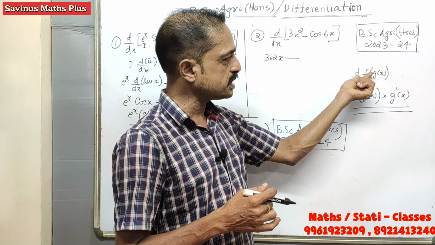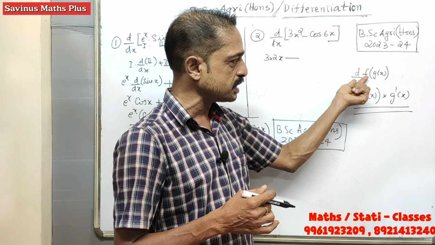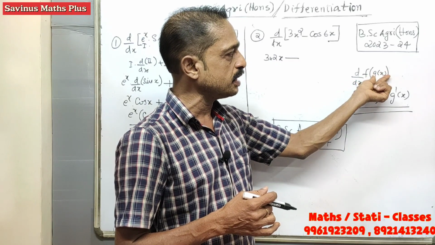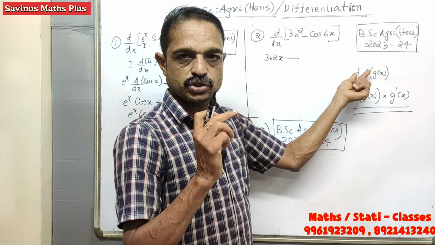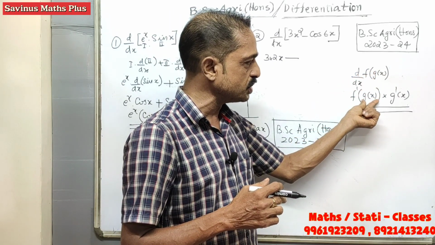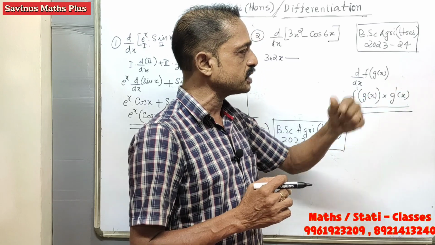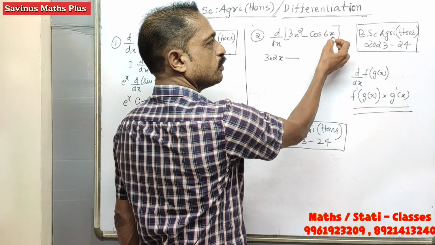So what is the rule? First differentiate the outer function with respect to the inner function. That means first differentiate f with respect to the inner function g of x. That means the inner function g of x should be kept as it is. So it becomes f dash of the same function g of x into the derivative of g of x, which is g dash of x. Now this is the derivative of cos of some function.